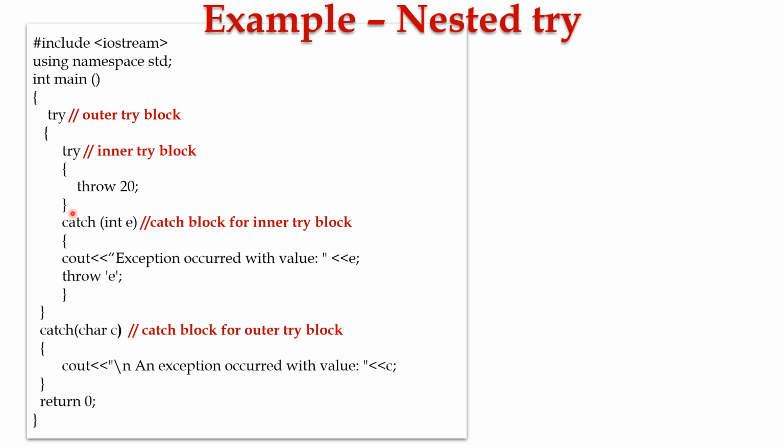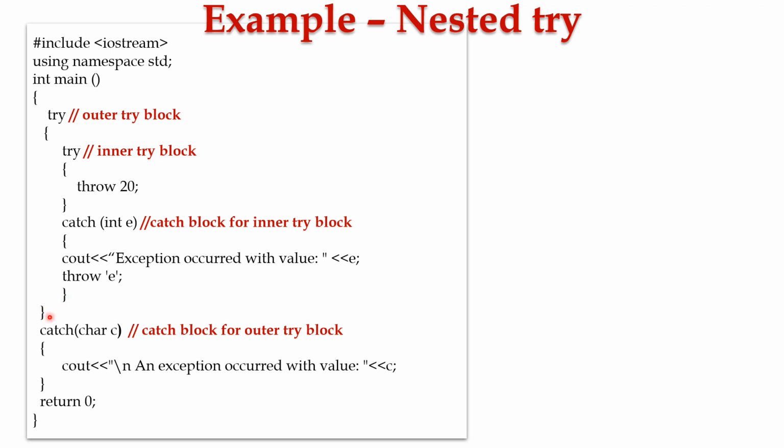Now the inner try block is being closed. Followed by that, we have a catch block for the inner try block. Catch int e specifies that it catches the exception of type integer with value e. This catch block displays the message "exception occurred with value" and the value of the variable e using a cout statement to the user. Next it throws 'e', which means that it throws an exception of type character with value small e. Now the catch block of the inner try block is ended.